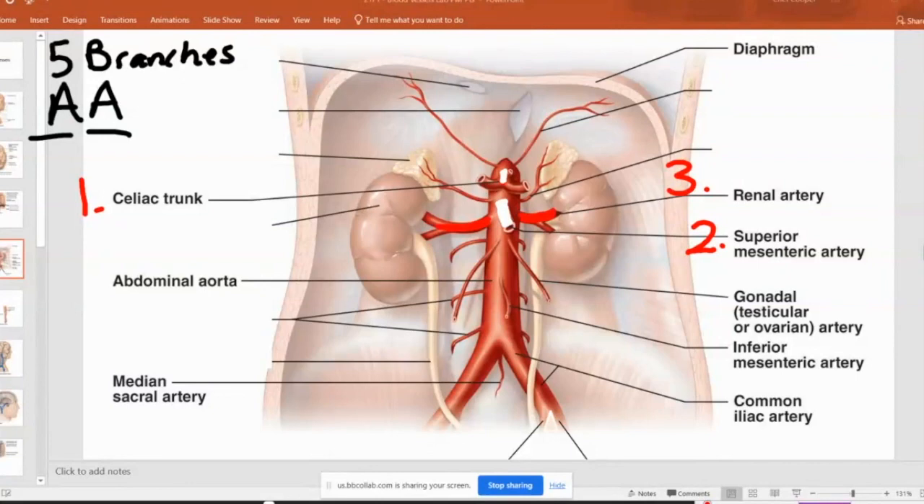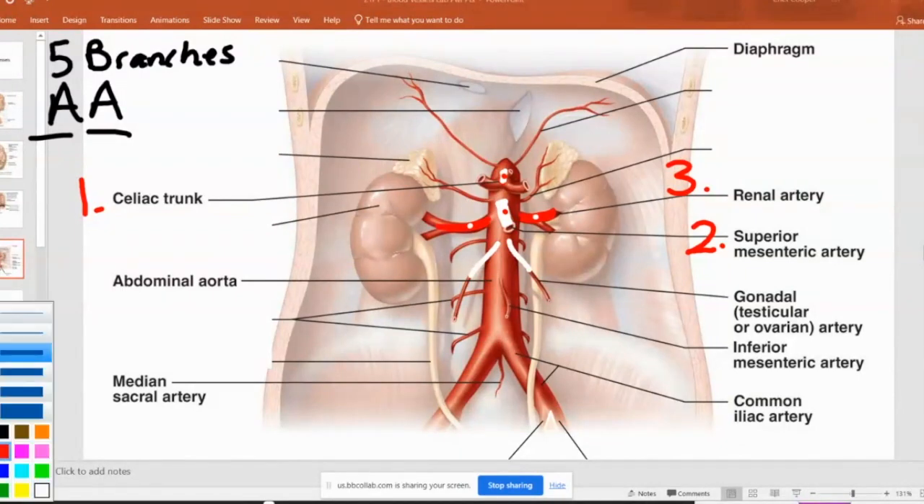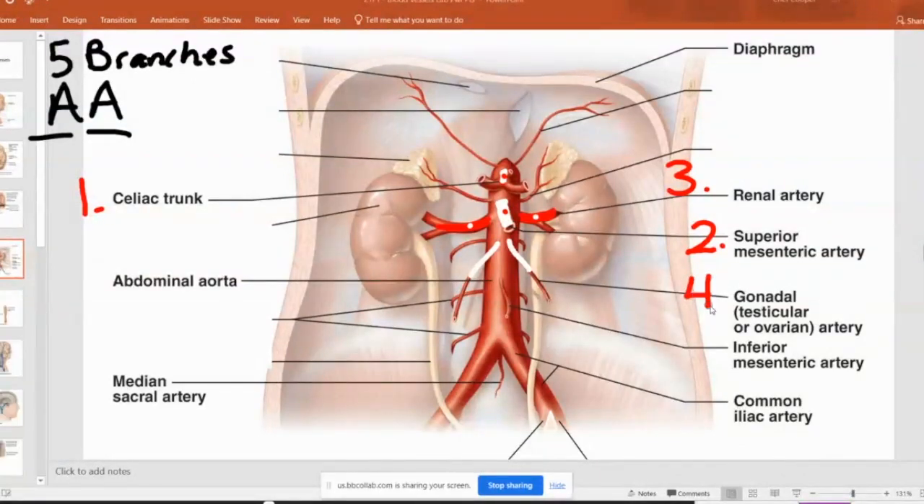So up here, we have the first three: celiac trunk, superior mesenteric artery, and then the two paired renal arteries. Come down, and right here on each side, we get a little artery that splits and goes outward. From this picture, you cannot tell where that's going. If you're a girl, it's going to your ovaries. If you're a guy, it's going to your testes. What would be a great generalized name for one that's going to your ovaries or testes? Yeah, gonads, right? So gonadal. Check that out. The gonadal artery. One on each side.